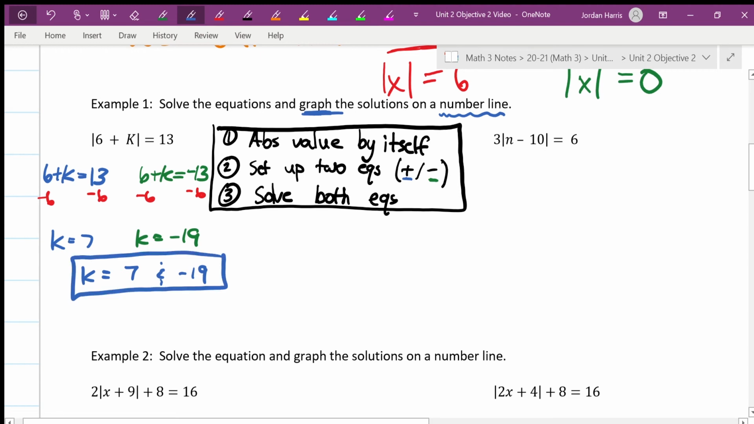Okay, we always want to check just to make sure, because you can always plug in pretty easy and check. So I plug in, they both work. And then we have to graph. So the graph of the solution, I'll do an orange.